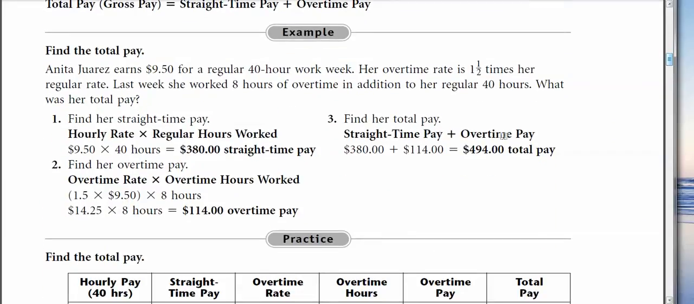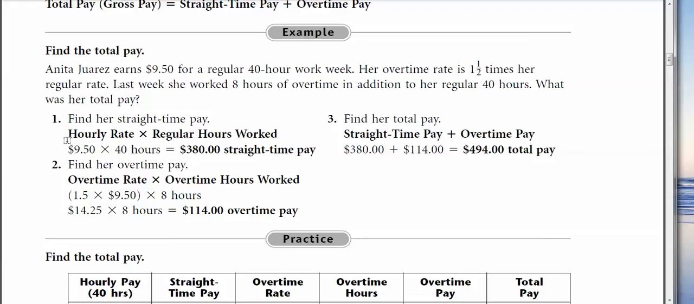Anita Juarez earned $9.50 for a regular 40-hour work week. Her overtime rate is 1.5 times her regular rate. Last week, she worked 8 hours of overtime in addition to her regular 40 hours. What was her total pay? And I wish I could write on here, but I couldn't figure out how to let me do that.